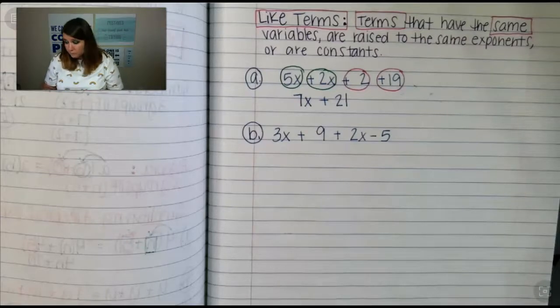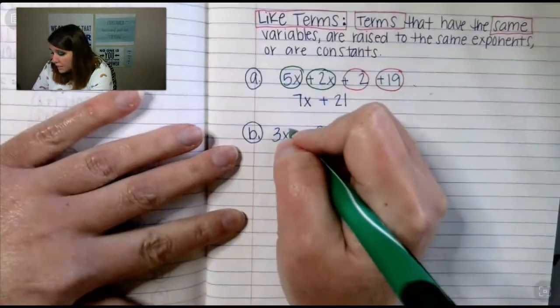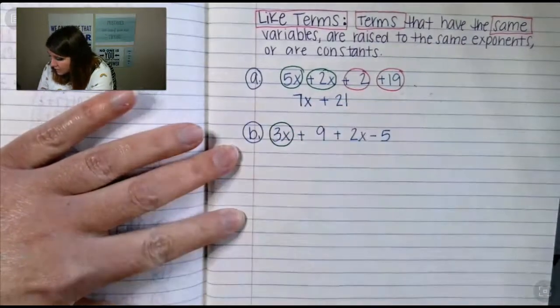Okay, so first, let's go through and circle all the things that are the same. So this 3x, do we have any more x's?